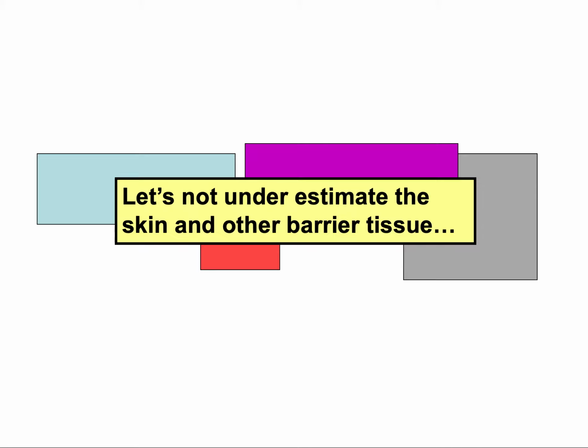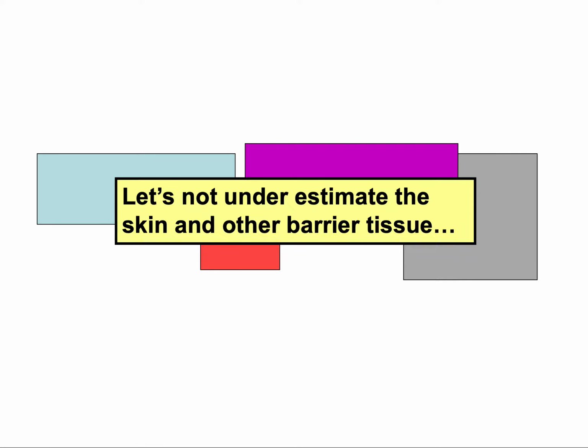We are continuing our discussion about cells interaction with biomaterials. This is lecture number 2 of the cells interaction with biomaterials lecture, which is part of the Biomaterials 1 class. In this video, we're going to talk about barriers. Let's not underestimate the skin and other barrier tissues in protecting our bodies and in the reaction to biomaterials, and how this is very, very important when we implant materials inside the human body or any living organism.